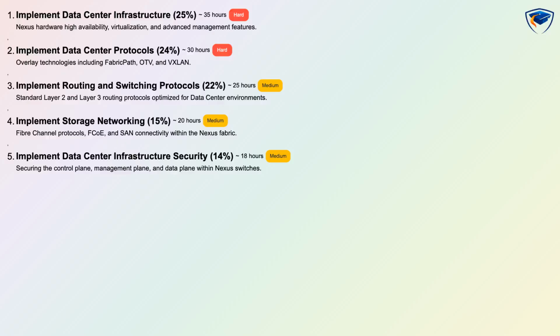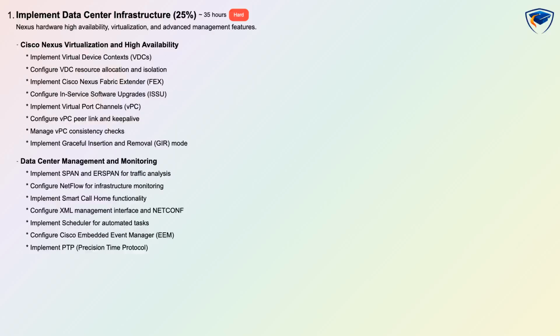scenario-based questions. Implement Data Center Infrastructure is 25% of the exam, rated hard, with an estimated 35 hours of study and hands-on plus conceptual assessment. You will learn Nexus virtualization and availability features such as virtual device contexts, resource allocation, virtual port channels with peer link and keep alive configuration, VPC consistency checks, graceful insertion and removal, and fabric extender deployment.